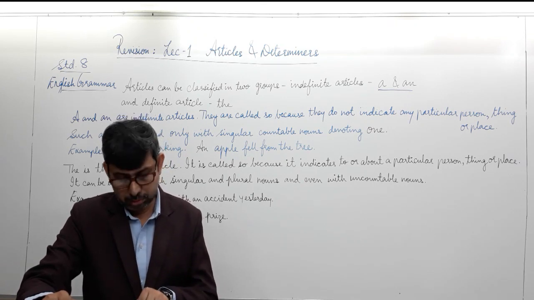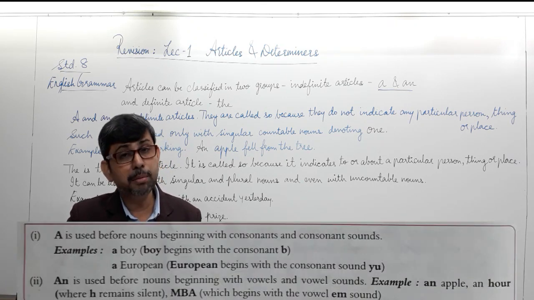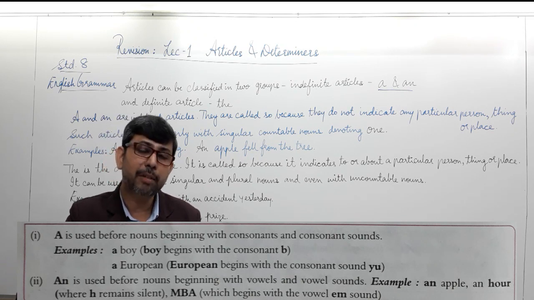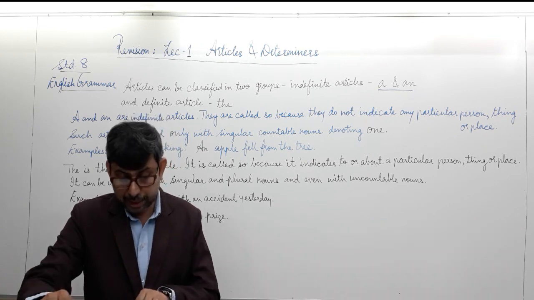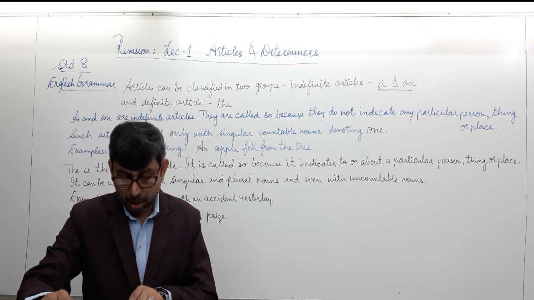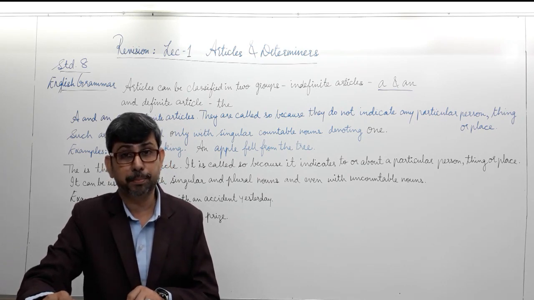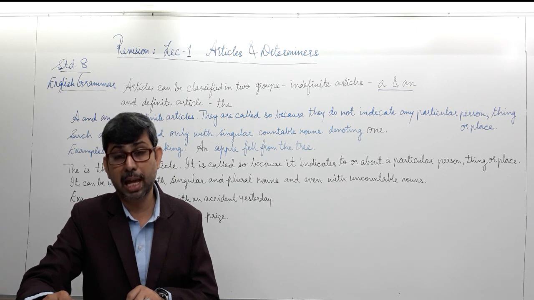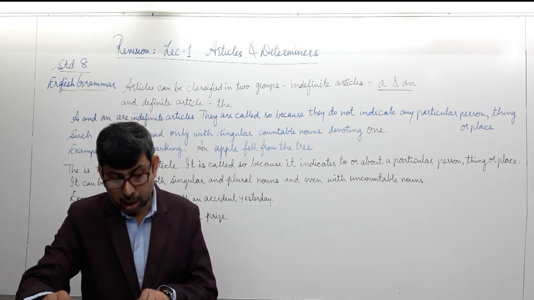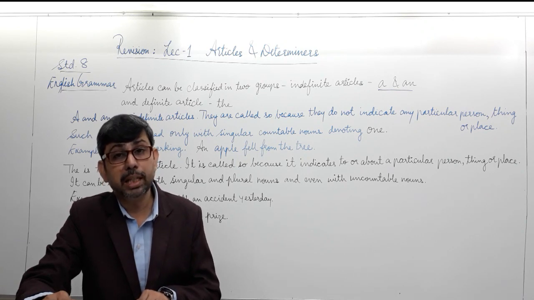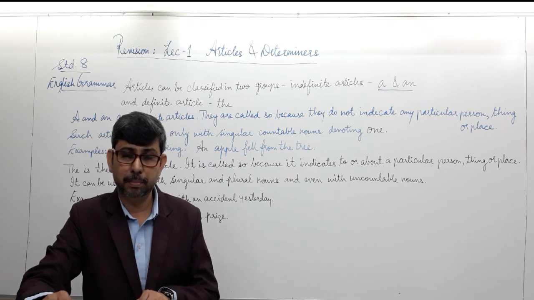Taking an example, a boy. I am using the article a along with the word boy. If you carefully observe the pronunciation of the word boy, you will find that it begins with the consonant B, which has a consonant sound too. So the word boy will be preceded with the article a and not an.